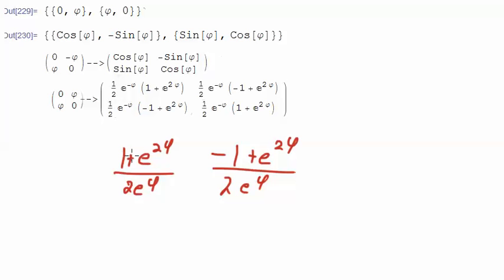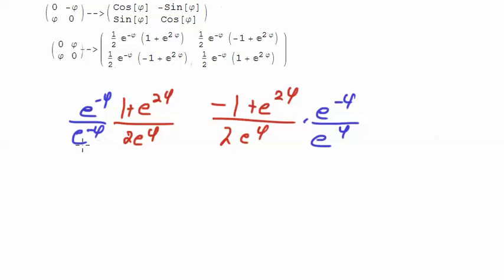Let's start by multiplying this by e to the negative phi over e to the negative phi. Actually, I'm going to do that with both of them. I'm just multiplying by 1, but then I'm going to push those things through, and you'll see e to the negative phi plus e to the 2 phi minus phi is e to the negative phi plus e to the phi. The e to the negative phi and e to the phi cancel out, so I'll just have 2 on the bottom.